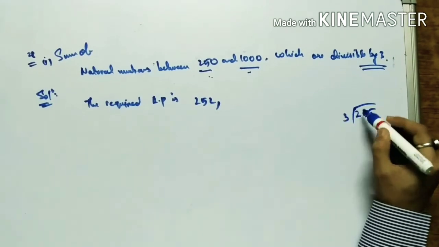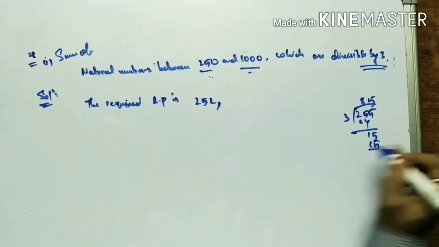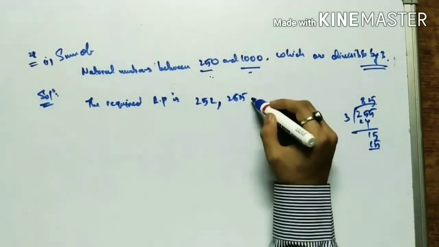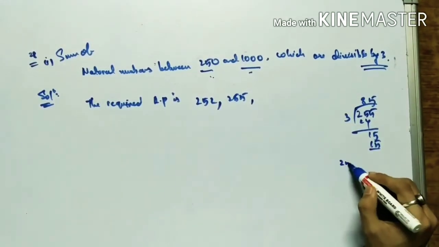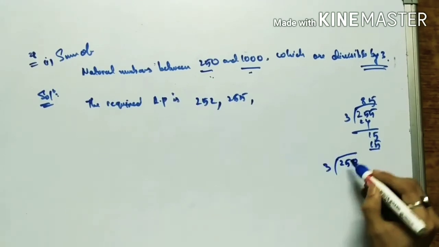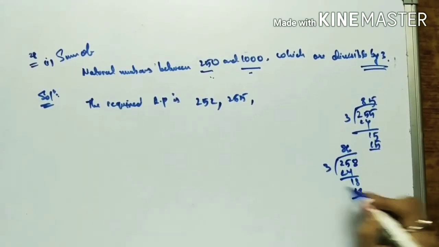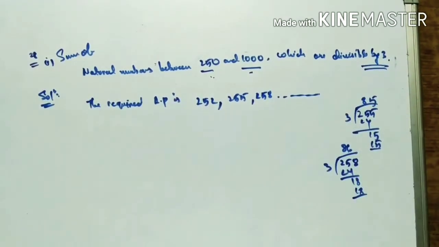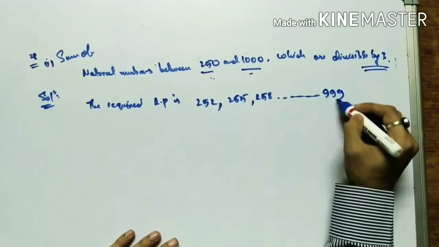255, is it divisible? 3 8s are 24, 1 5. 3 5s are 15. Yes. Next comes 255. Understand? And then again you can search, let's see, 258: 3 8s are 24, 1 8, 3 6s are 18. Yes, next comes 258, and then dot dot dot, and the number which is less than 1000 and is divisible by 3 is 999.